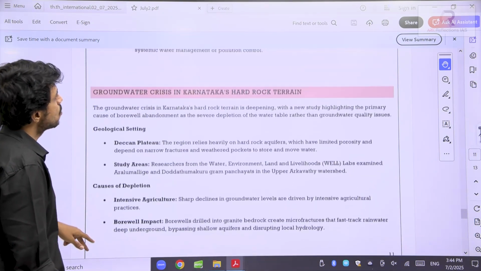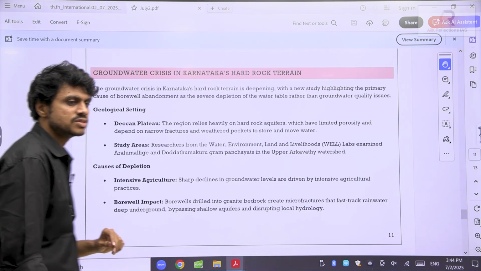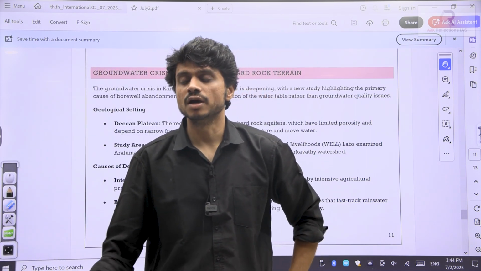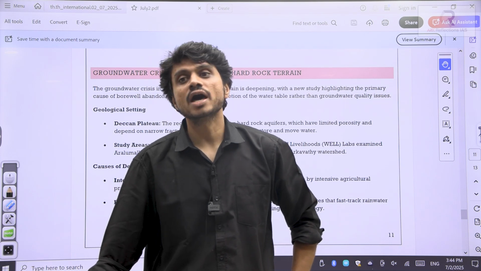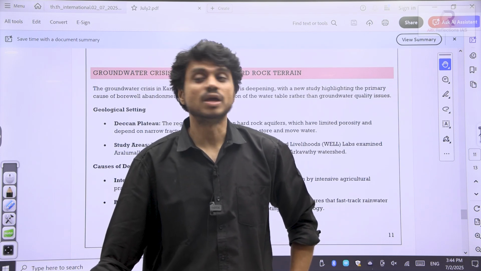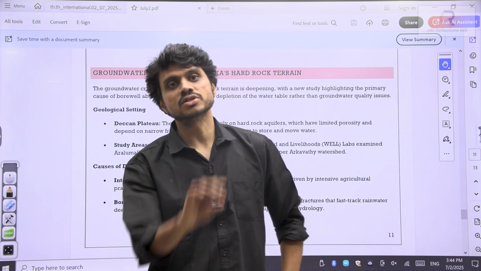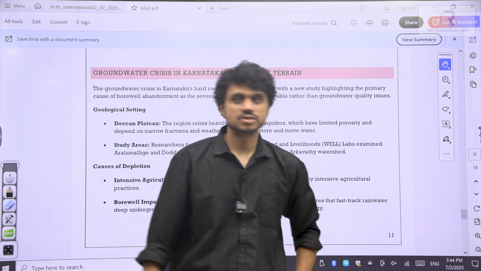Now the next article: groundwater crisis in Karnataka. See, Karnataka is facing a huge water shortage, especially in the areas of Bengaluru. Once a question was asked in the UPSC mains: all the tier 1 cities like Bengaluru, Chennai, Hyderabad are facing a water crisis. Discuss why. This was a question asked in the mains.